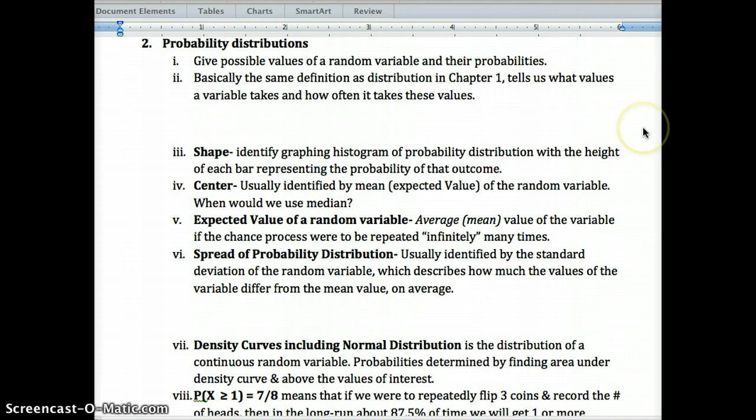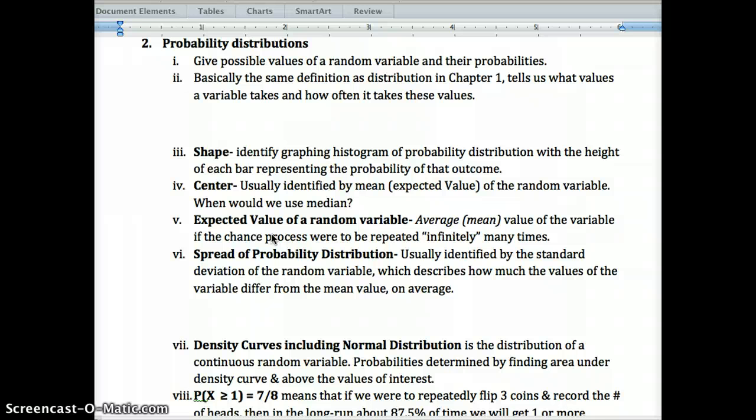So we want to look at shape, center, and spread of the probability distribution. For the center, we're usually going to use the expected value. That'd be the average of the variable, which is like a weighted average. It's computed much in the same way your grade for this class is computed, where there's a percentage of the grade times a score. So if tests are worth 50%, it's 0.5 times your overall average for tests. And you add up all the different percentages times the score you have there to get your overall grade.